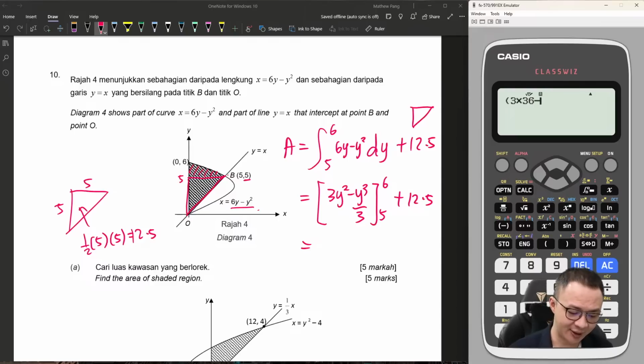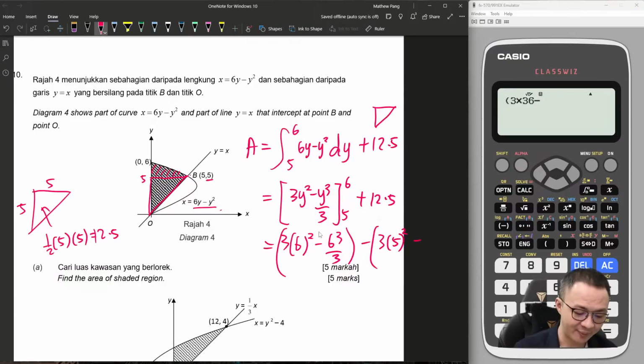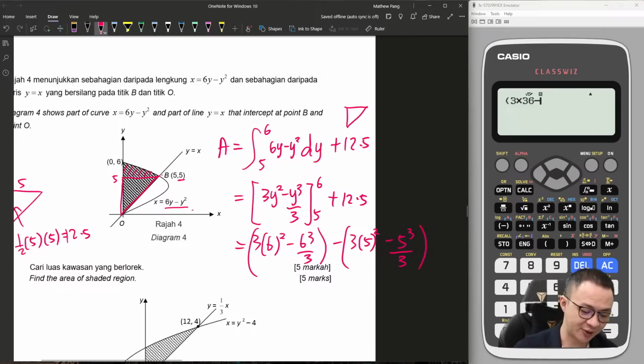minus, yeah, maybe in the exam, how many marks? 5 marks. Okay, you pretend you substitute. Okay, give the examiner at least a chance to give you marks. Okay, minus, you substitute in the 5, 3 times 5 squared minus 5 cubed over 3, plus 12.5.